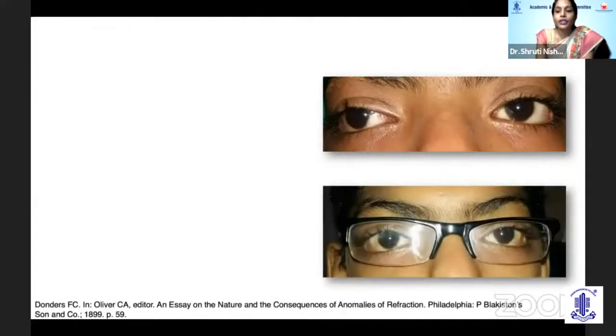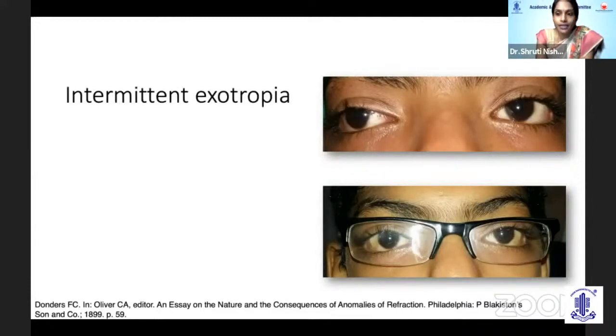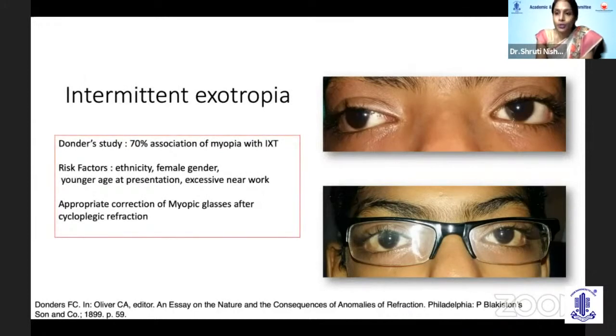And with the minus 2.5 cycloplegic refraction, minus 2.5 correction, you can see that the child is able to correct the squint very well and keep it under control. So this is nothing but the entity called intermittent exotropia. And here you see that myopia is very commonly associated with this entity. Donter's study went on to see almost 70% of association, but now that's been disproved with the latest studies.